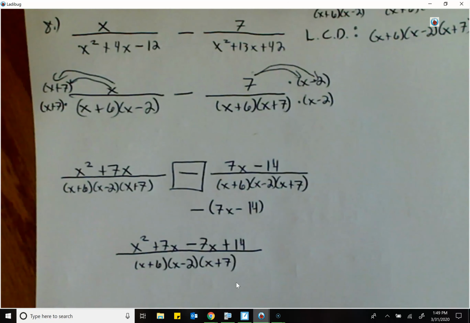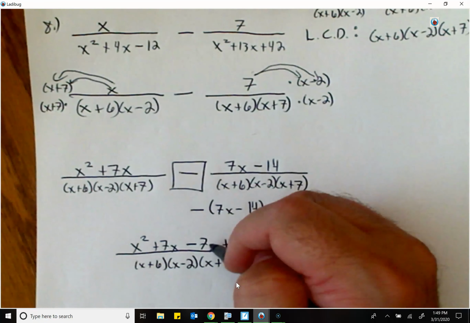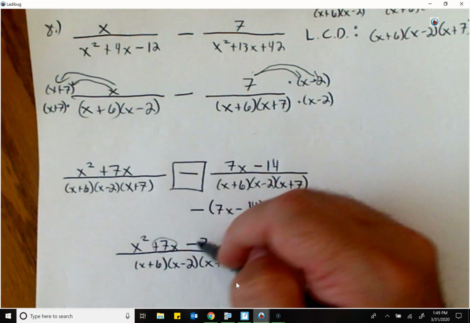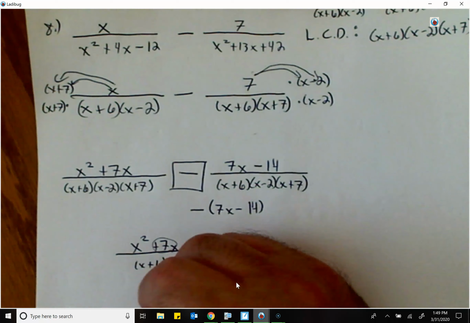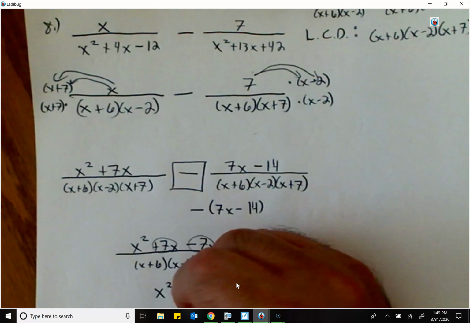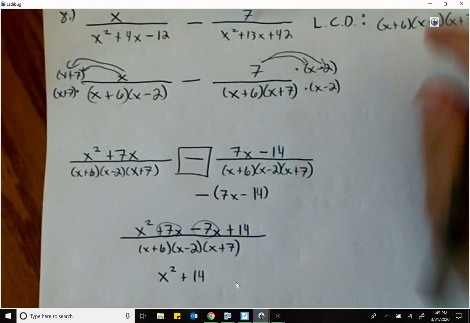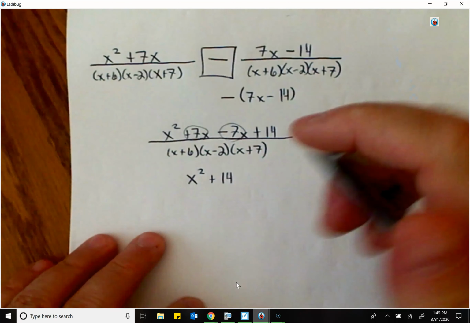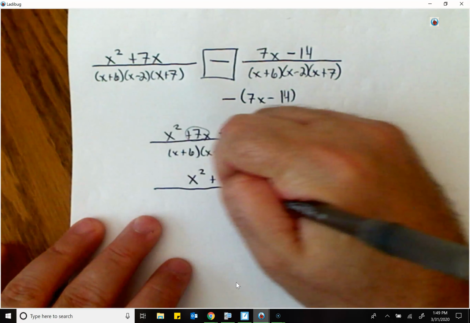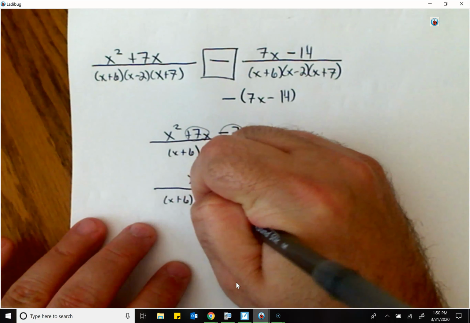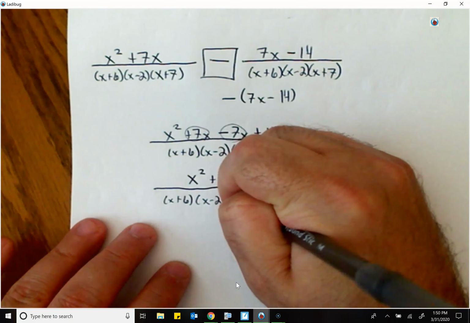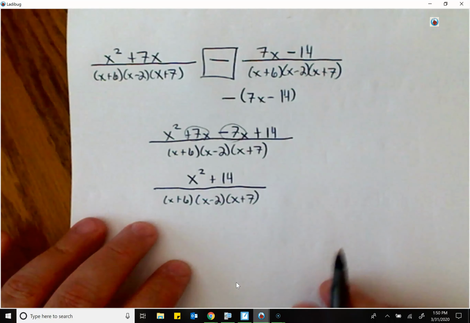So what do we have left? Well, combining like terms, these x's are going to get together, but they just cancel each other out. So that gives us x squared plus 14 in the numerator. What do we have down here in the denominator? x plus 6, x minus 2, x plus 7.